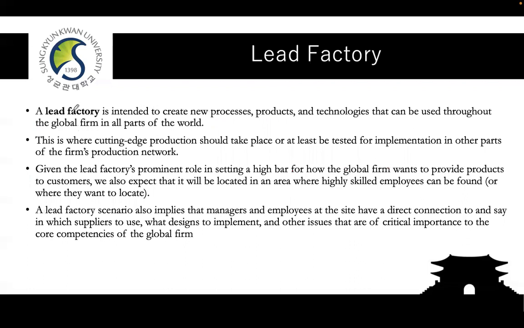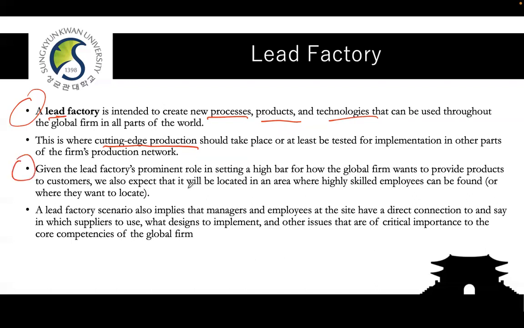Lead factory. See, the word lead here is intended to create new processes, products, and technologies that can be used throughout the global firm. So it's like leading in, I think, research, design, cutting edge production techniques, right? The tools and techniques and so on.